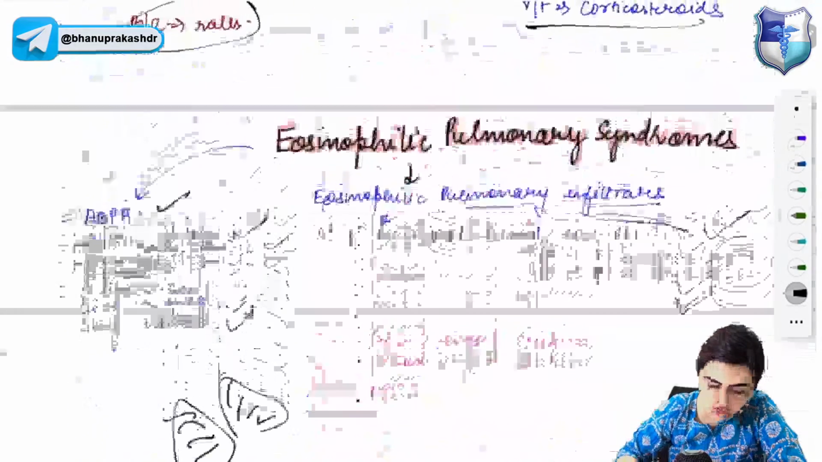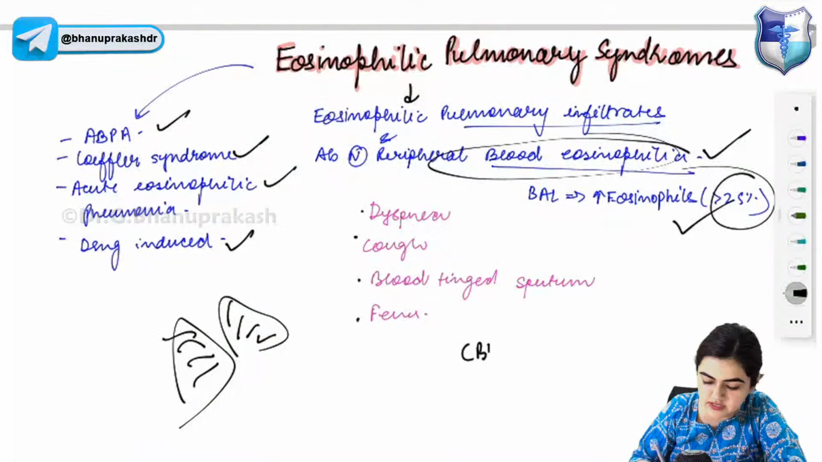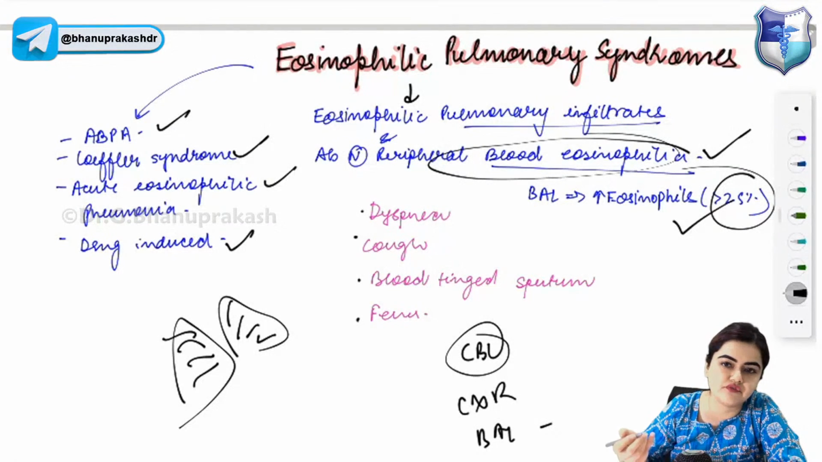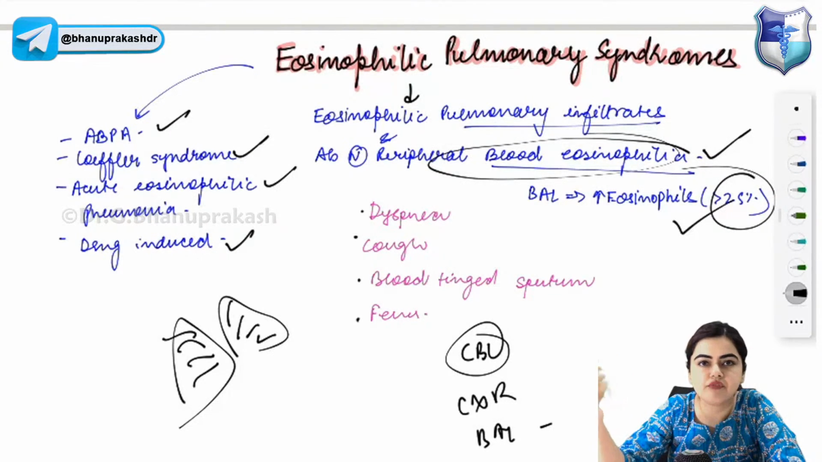Diagnosis. How do you perform the diagnosis? You will find on CBC eosinophil count increased. Chest X-ray will show pulmonary infiltrates. Bronchoalveolar lavage eosinophils will be more than 25%. And how do you treat eosinophilic pulmonary syndrome? Give corticosteroids to the patient.